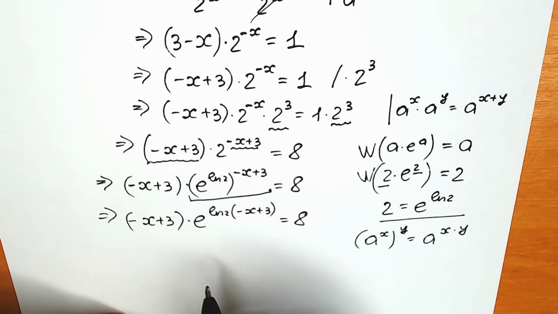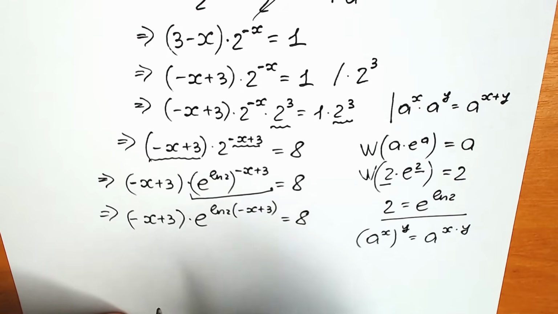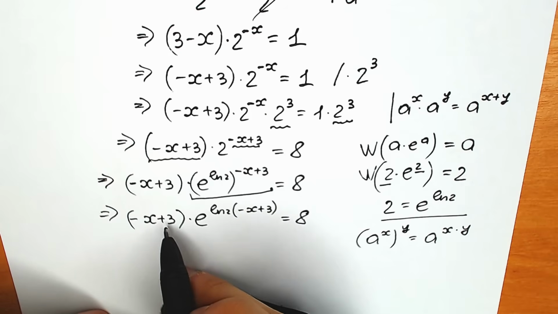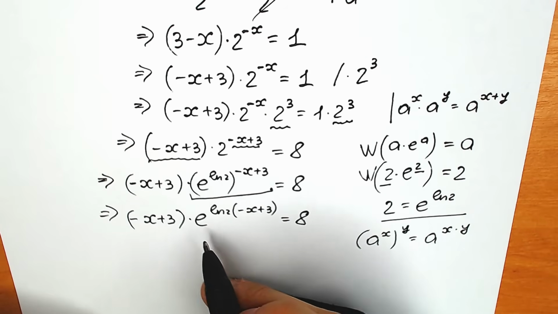So I really hope you understand it. But right now let's try to fit this structure in our expression on the left side. We have minus x plus 3. We have natural log 2 times minus x plus 3. So this is a different expression, but we have e. So how can we create this expression?